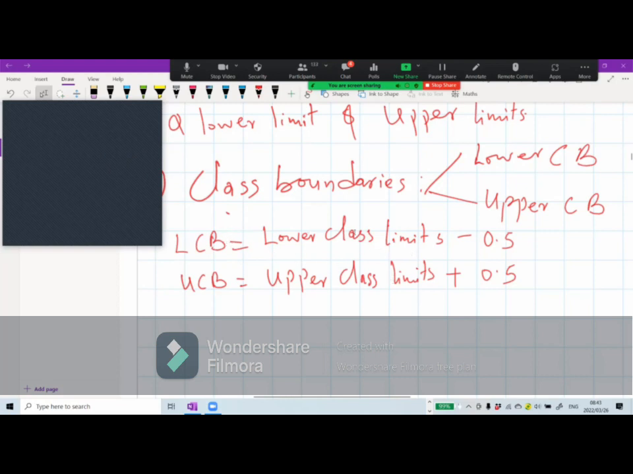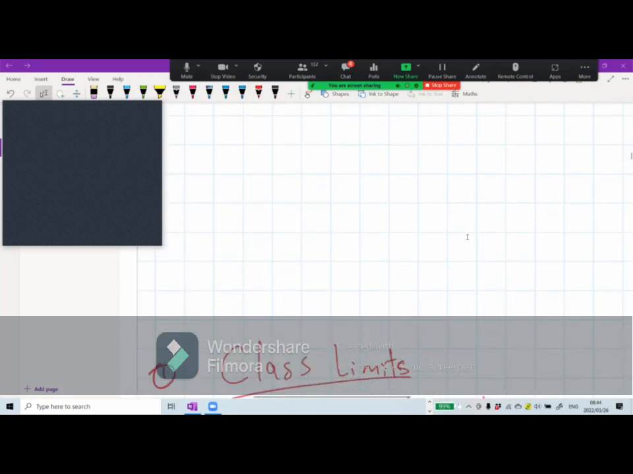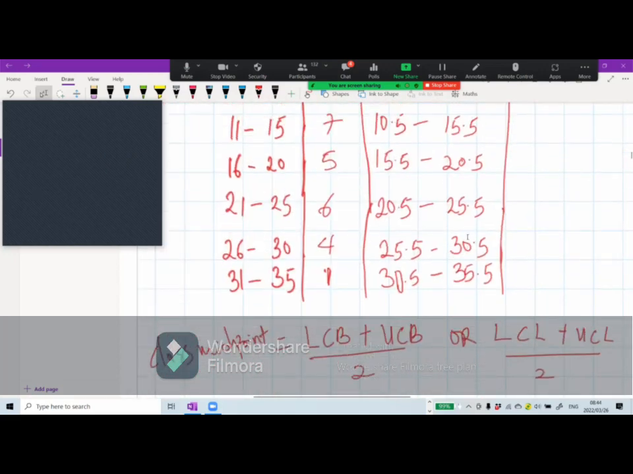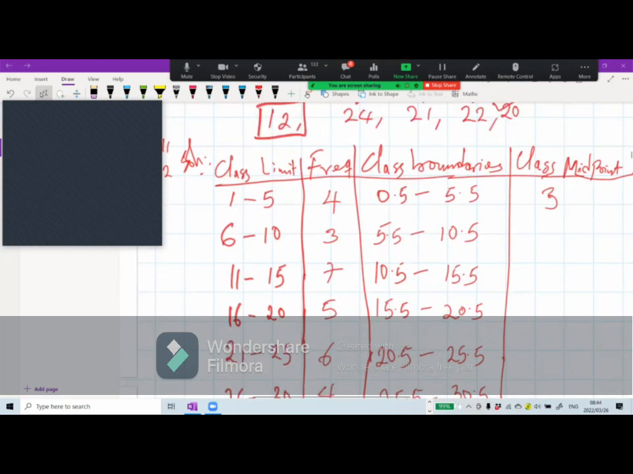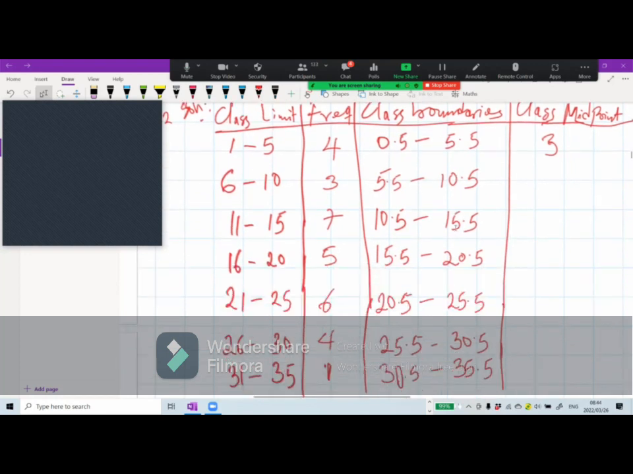So lower class boundary is equal to lower class limit minus 0.5, and upper class boundary is equal to upper class limit plus 0.5. Sir, how do we get the 0.5? It's from the formula. It's just like that. How do we get the 0.5? Supposing we have another class limit. Don't worry, I will teach you how to get it now.